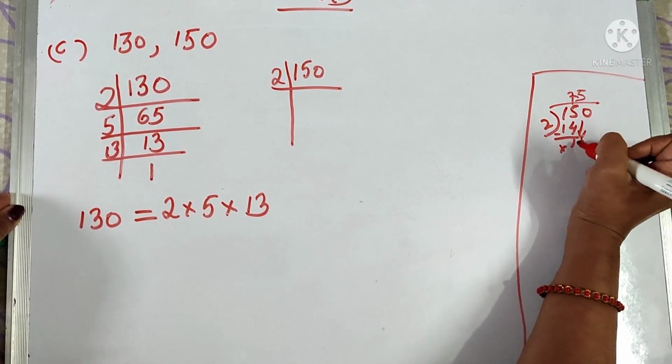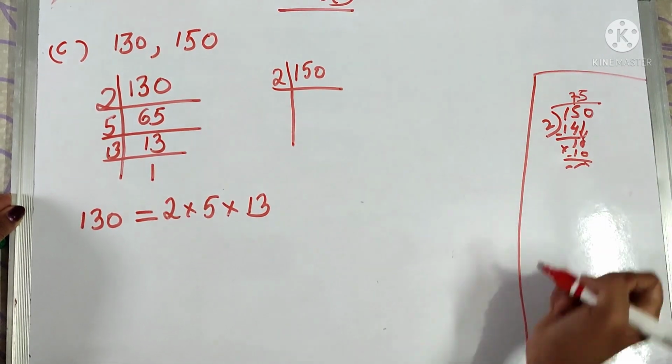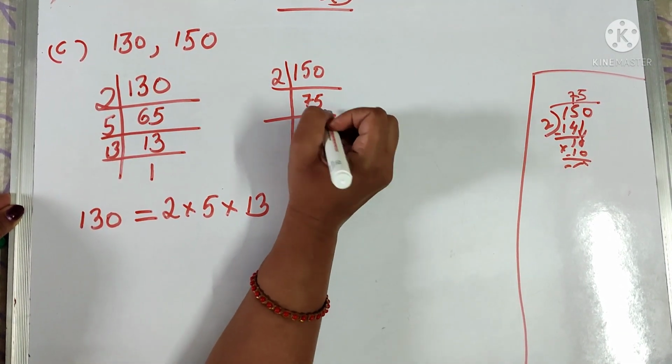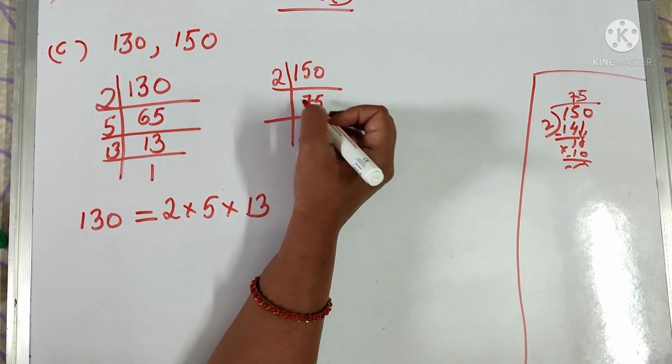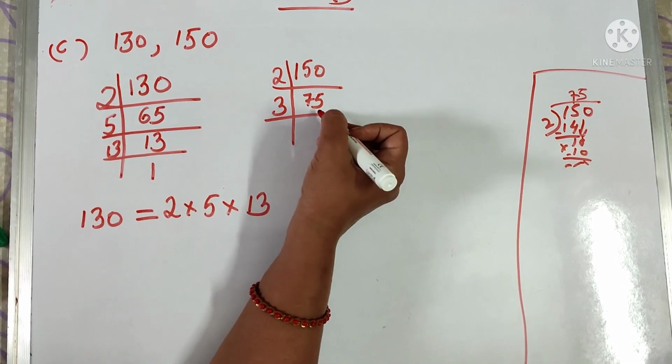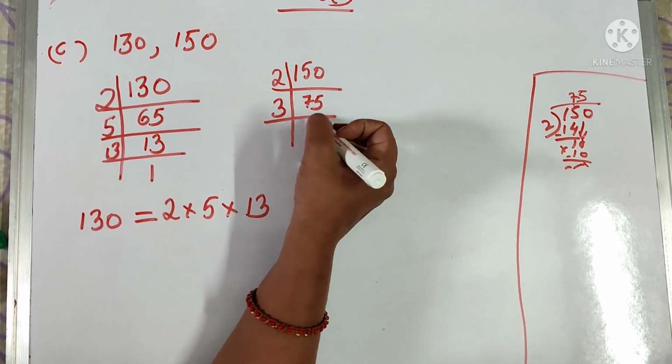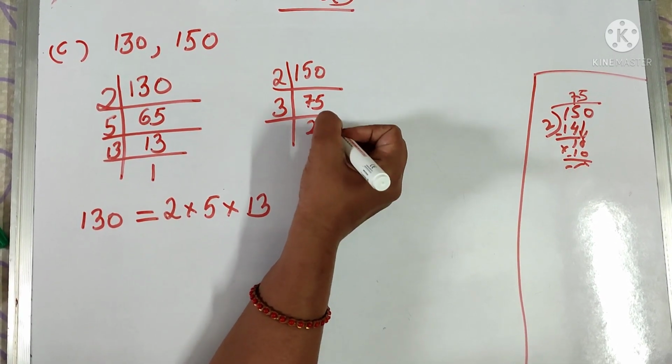2 5s are 10. Okay. So, it goes by 75. Will 75 go by 3? Let me try. It will not go by 2. So, will it go by 3? 7 plus 5 is 12. Yes, it will go by 3. 3 2s are 6. 3 5s are 15.